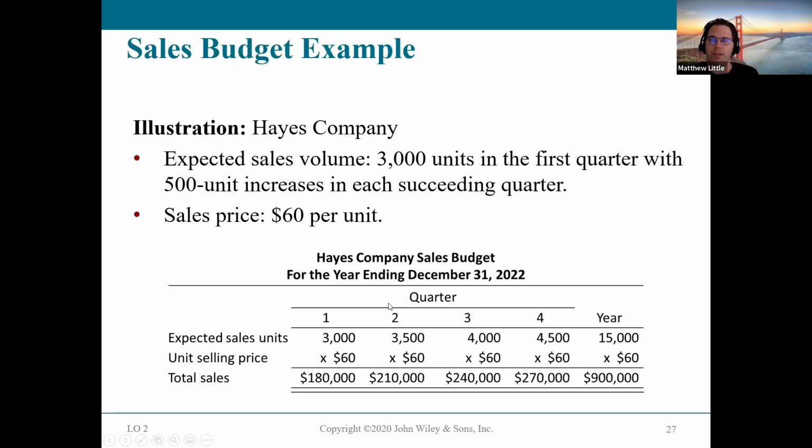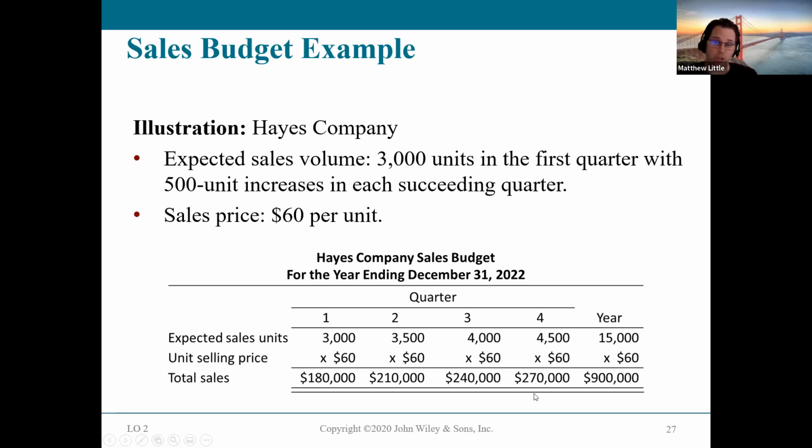So a little example here, Hayes Company, we expect 3,000 units in the first quarter, with 500 unit increases in each succeeding quarter. At a sales price, we'll just say it's $60 all the time. So we can see our expected sales units over each quarter, 3,000 increases by 500 for a total of 15,000 for the full year. At a selling price of $60, we have a total sales budget of sales revenue of 900,000. And you can see it's growing from 180 to 270 per quarter.